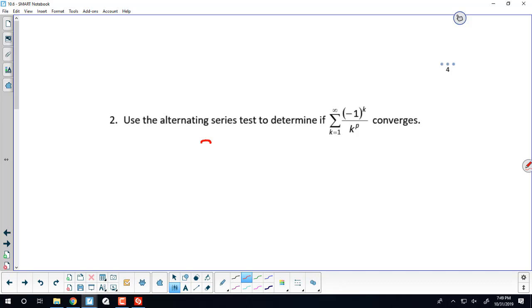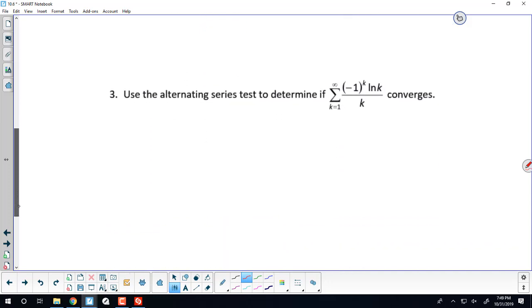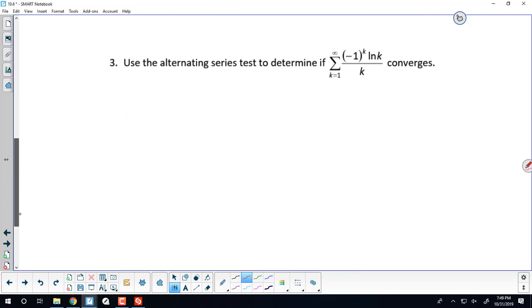We're going to skip example 2. If p is larger than 1, it's pretty straightforward, but the other conditions on p, not so much. So we're going to skip that one. And so you use the alternating series test to determine if the given series converges or diverges. So why don't y'all give that a shot?